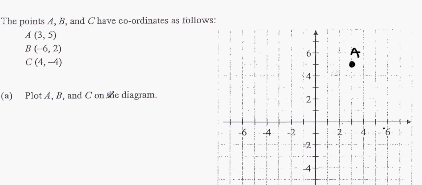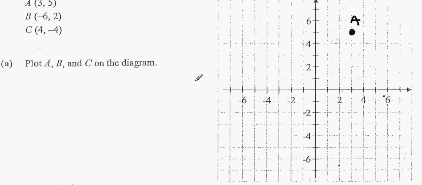Okay, so we're going to scroll down. Minus 6 on X and 2 on Y. So it's around there. Okay, the next one is 4, minus 4. 4, minus 4 is here. Okay, now what we've got to decide to do is we've got to move one of these.